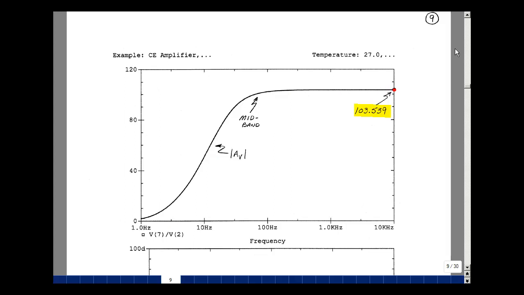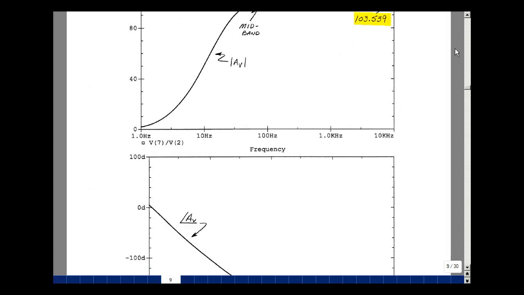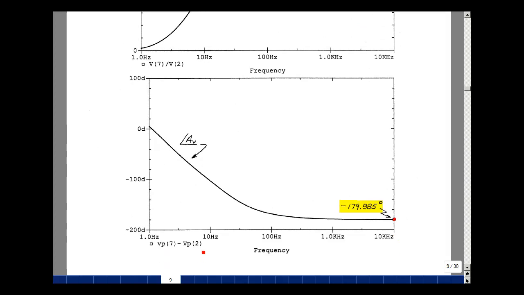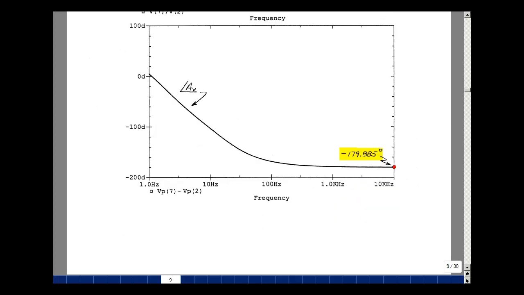I also want to look at the phase angle because the gain was negative. I plotted the phase angle of the numerator minus the phase angle of the denominator of this expression. You can see that as the frequency goes up, it eventually approaches a phase angle of roughly minus 180 degrees, again giving us a negative gain.